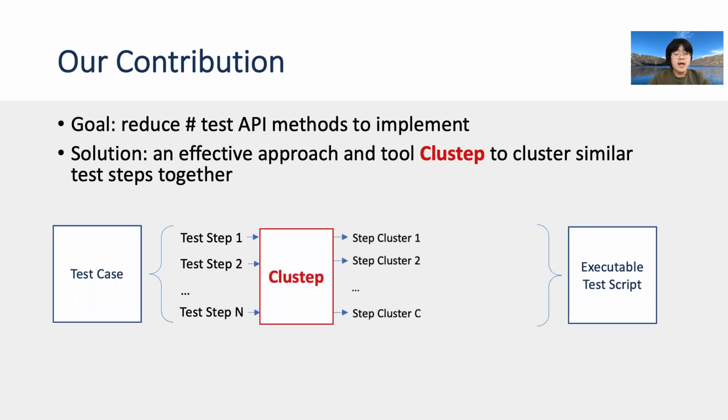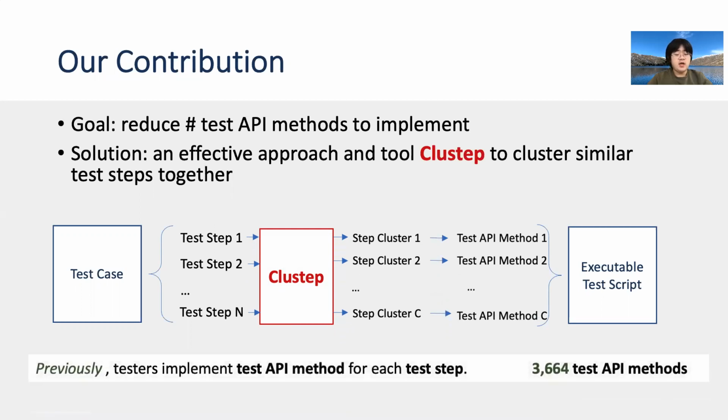The test steps are now given to ClusStep, and ClusStep outputs several test step clusters. The human testers now only need to write one test API method for each cluster. Previously, there were over 3,000 test steps, so there were over 3,000 test API methods to implement. Now, we only have 586 test step clusters, so we only need to implement 586 test API methods. It saves a lot of human effort.